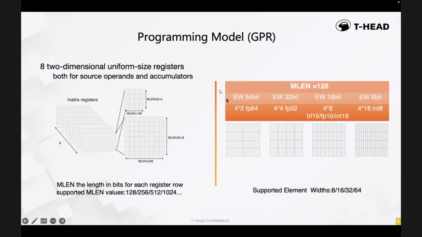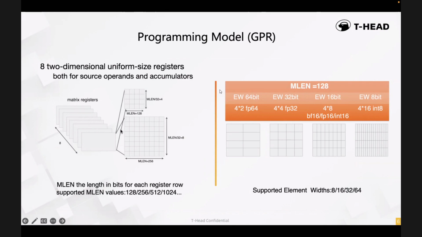As our proposal uses an independent architecture, we have introduced 8 two-dimensional uniform-sized registers. As the slide shows, we have mlen. Mlen is the length in bits of each register row. Mlen is a design-time constant depending on the implementation of silicon vendors. The optional mlen can be 128, 256, and even higher. Different mlen always means different flops. The silicon vendor can scale mlen to meet their computing needs.